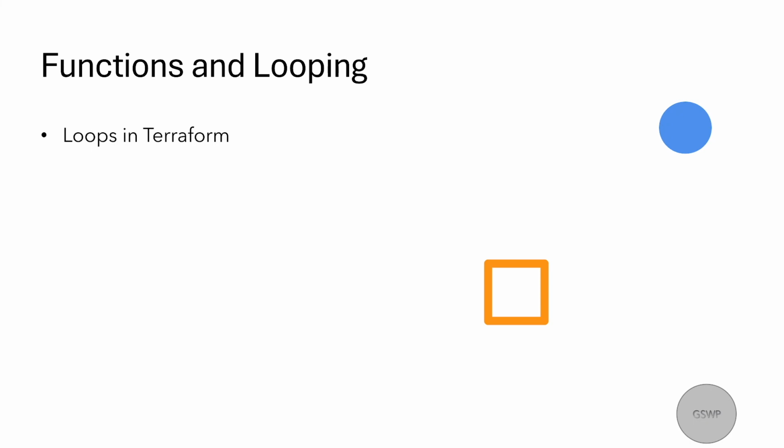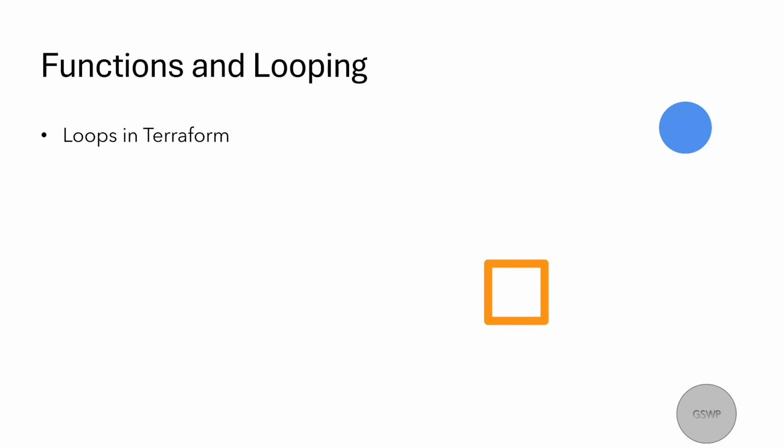As you know from the name, functions and looping will recreate your resources multiple times with the same configuration, with the same policies which you define. And functions are predefined Terraform functions which you can use when you're defining some properties. So let's start with loops in Terraform.